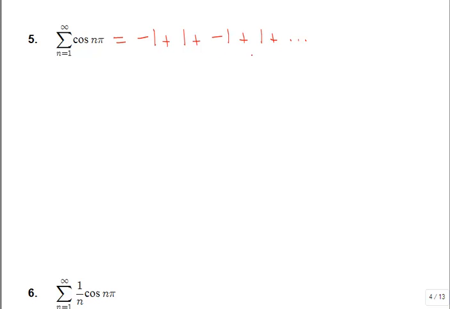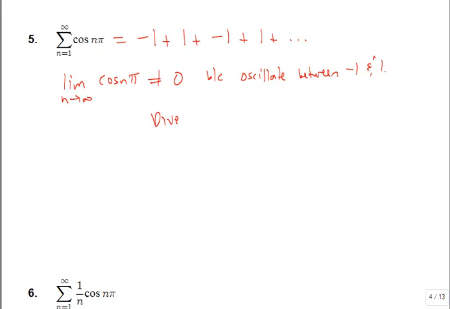So does this converge? No, it doesn't, and you can say that by a couple of different options. One thing you could say is that the limit as n goes to infinity of this cosine of n pi, that's obviously not going to 0 because these terms are either 1s or -1s. So this limit is not 0 because they oscillate between -1 and +1. And you need that nth term to go to 0, and these are not. So it definitely will diverge by the nth term test.